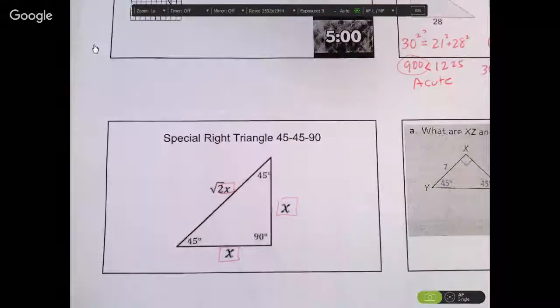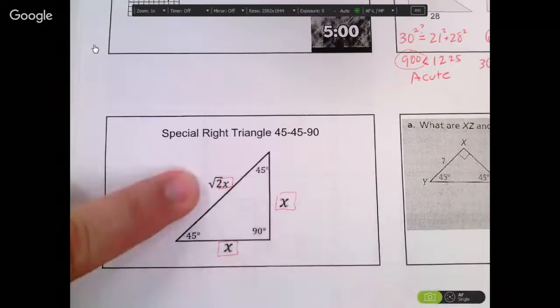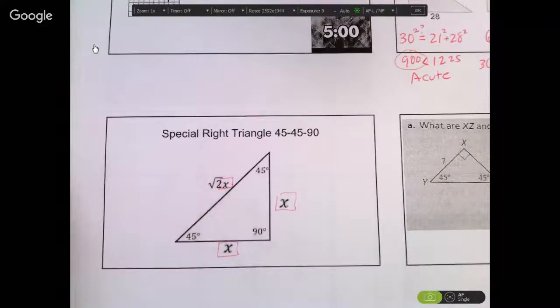So if I put a number in that box, if this number is 5, then I can tell you that this side here is 5, and this side here is 5 radical 2. Oh wait, it would be 5.